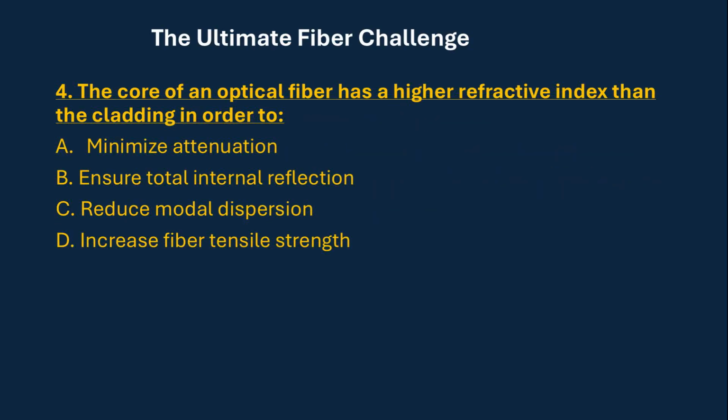4. The core of an optical fiber has a higher refractive index than the cladding in order to: A. Minimize attenuation. B. Ensure total internal reflection. C. Reduce modal dispersion. D. Increase fiber tensile strength. The correct answer is B. The index of the core should be larger than that of the cladding for total internal reflection to occur.